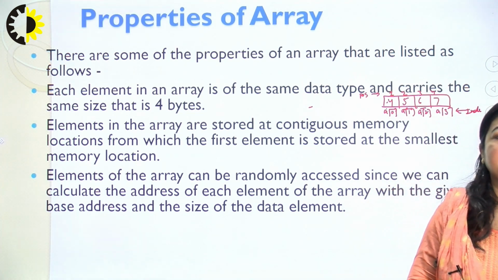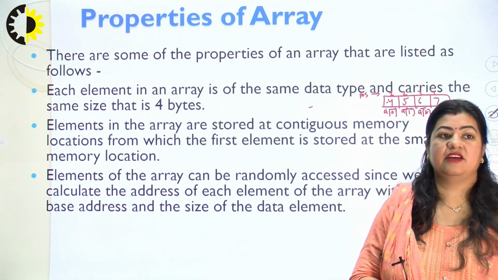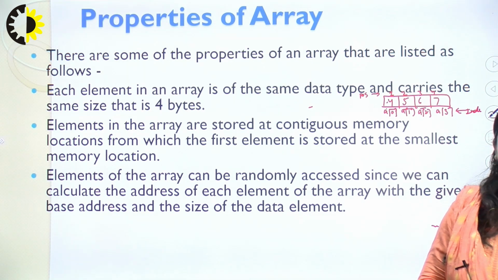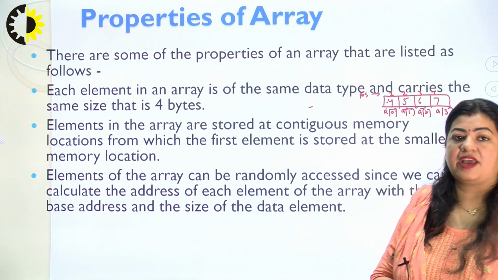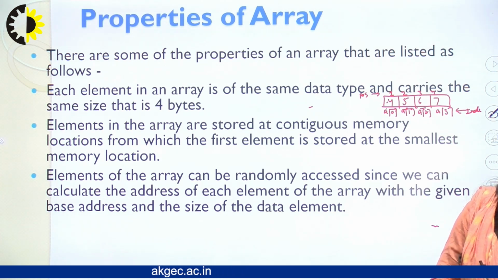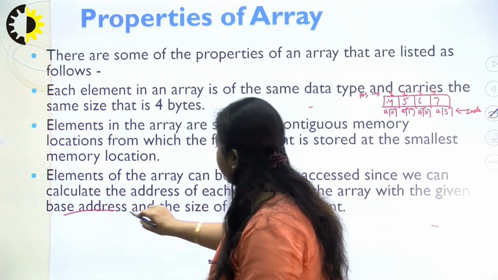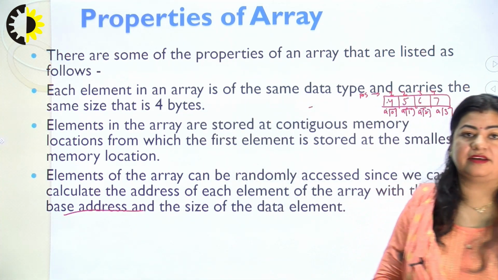Next, elements of an array can be randomly accessed since we can calculate the address of each element of the array with the given base address and the size of the data elements. That means we find out the base address of each element of data.